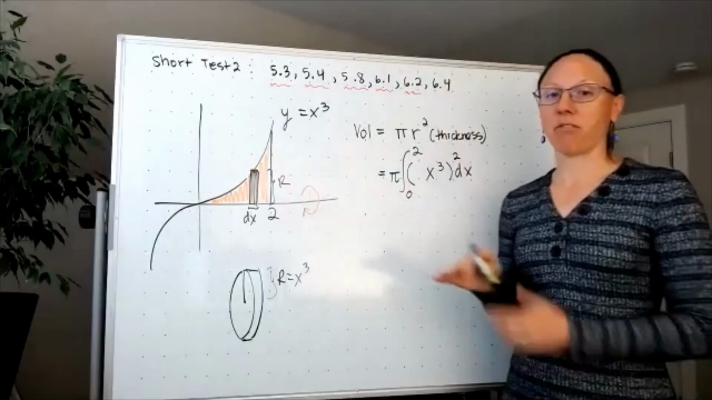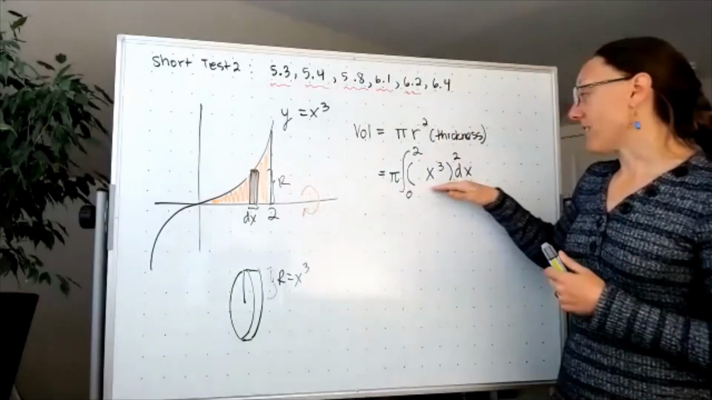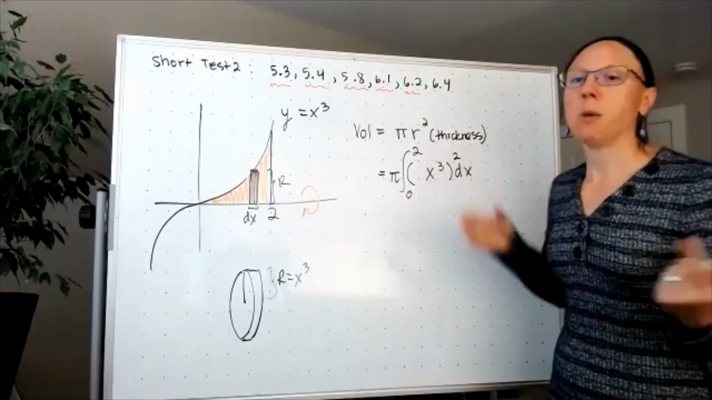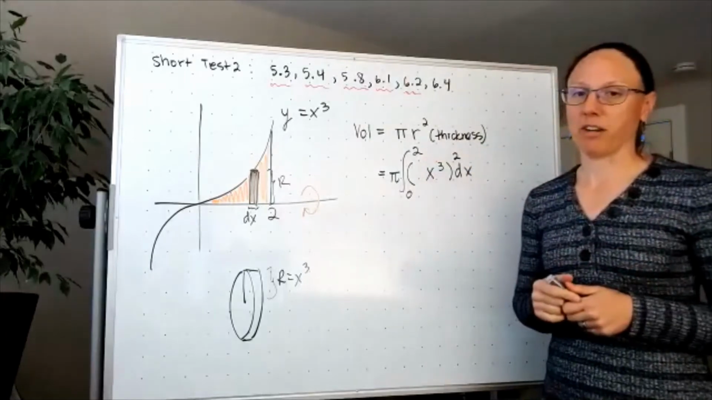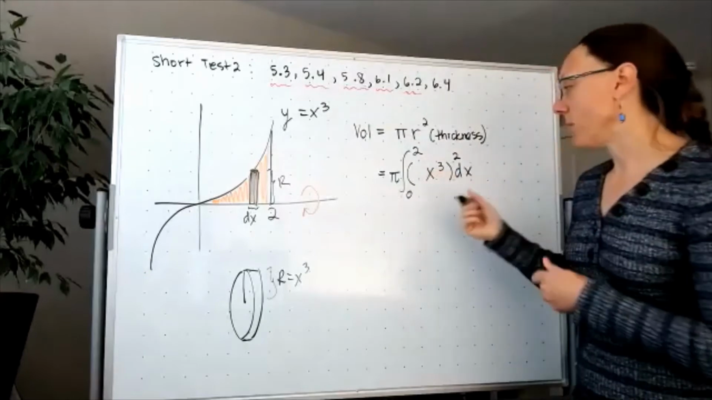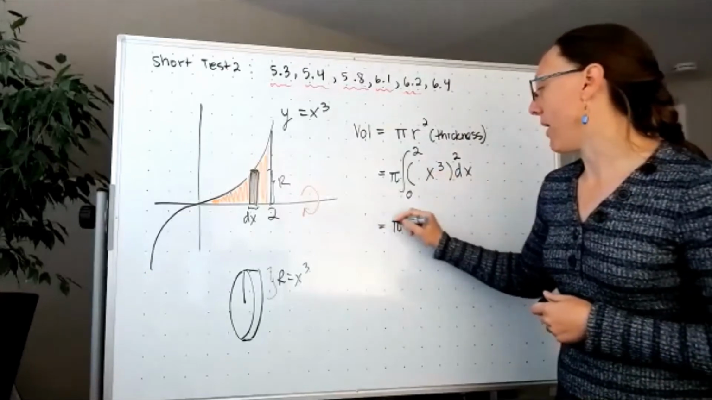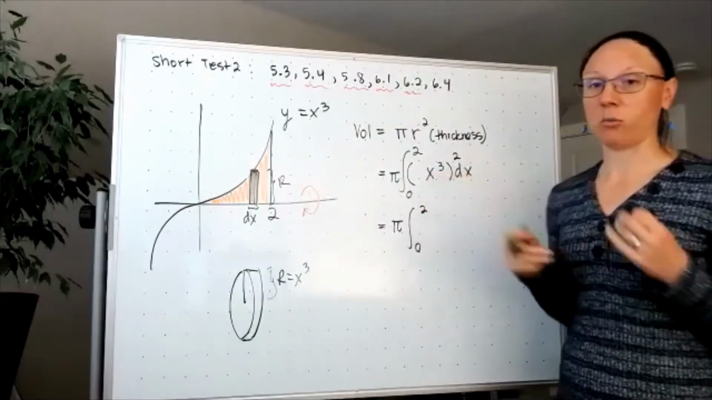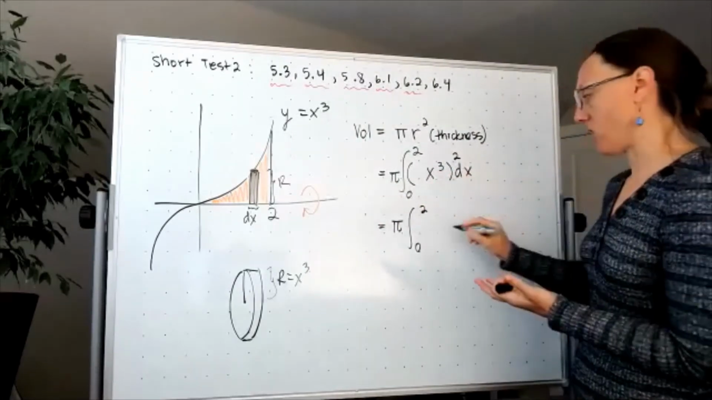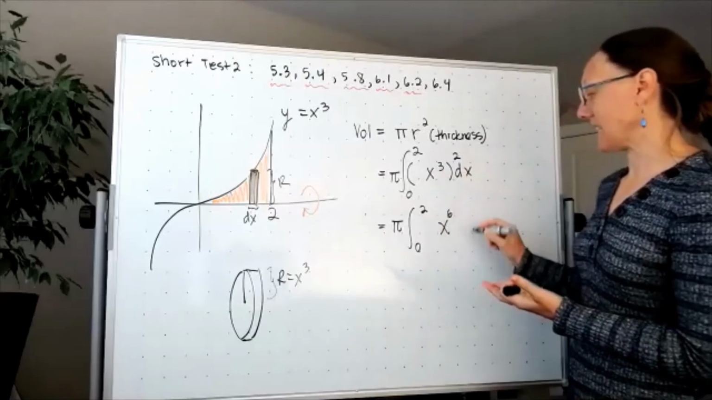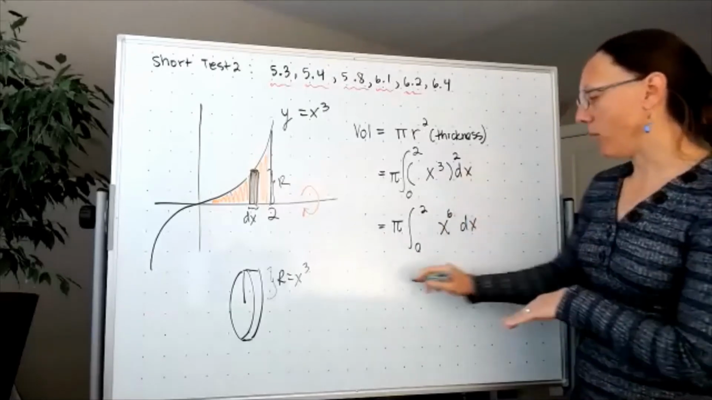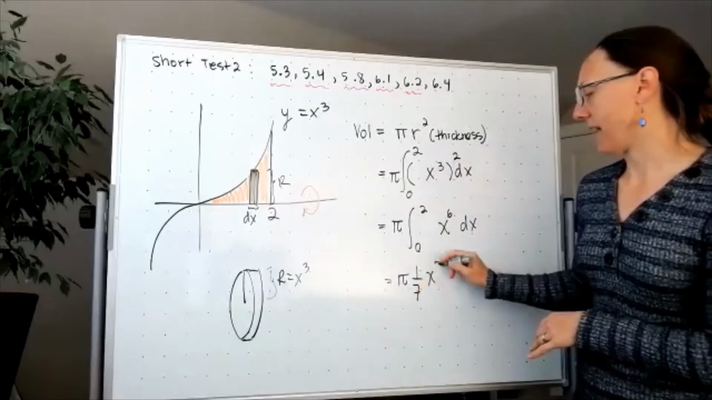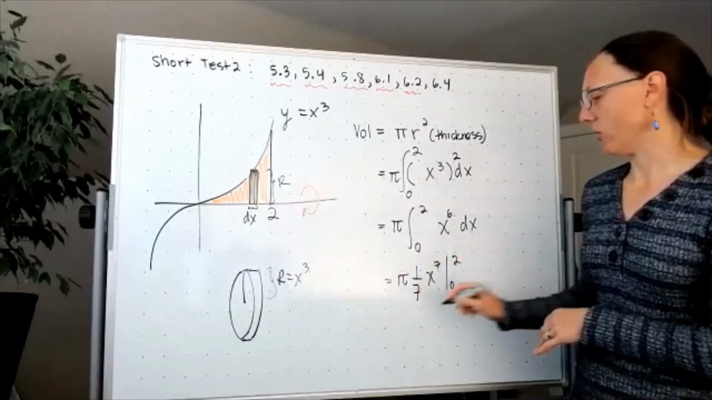If we're going to finish this off, one of the things to note is that we want to make sure we take the function and square it first before we try to find the antiderivative. So if I'm taking this to be an actual number, I'll have pi going from 0 to 2. And when I square x cubed, that's x cubed times another x cubed, and I'll have x to the 6th. Then we can find that antiderivative. So I'll have 1/7 x to the 7th from 0 to 2.